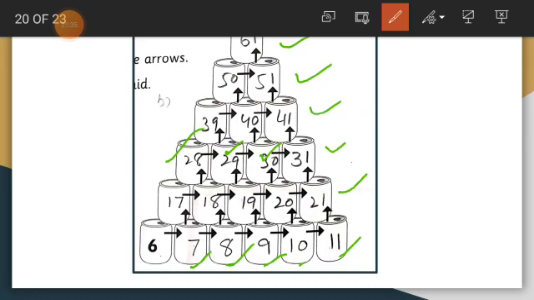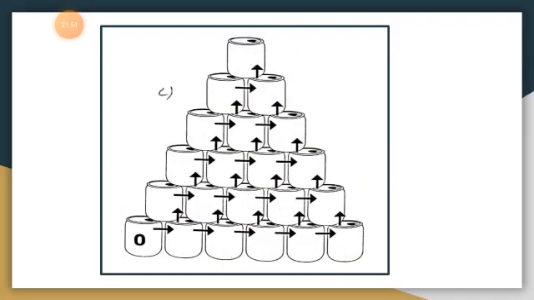Here again 29 plus 10, 39, 40 and 41. 40 plus 10 is 50 and 51 and the last number is 61. This is how you will solve your second pyramid, that is the B one. Okay. Now move to the next one. This is the last pyramid.